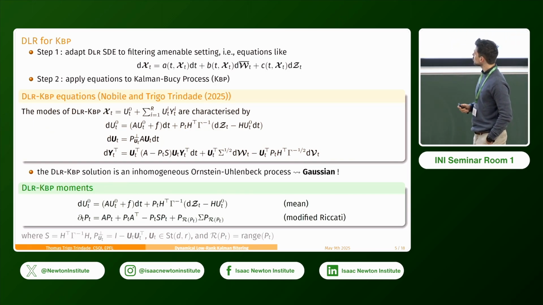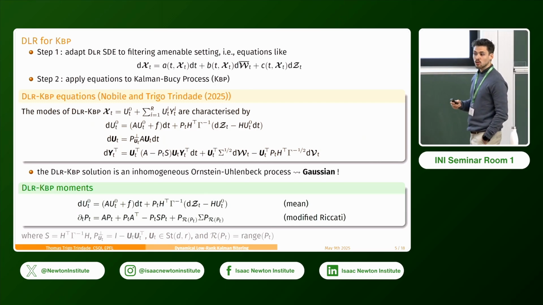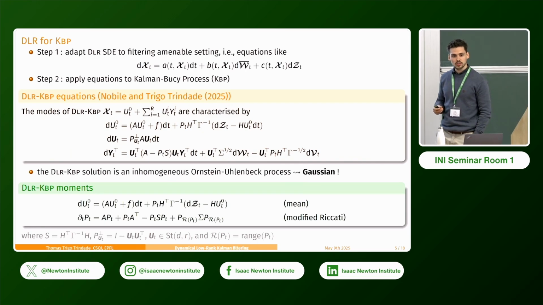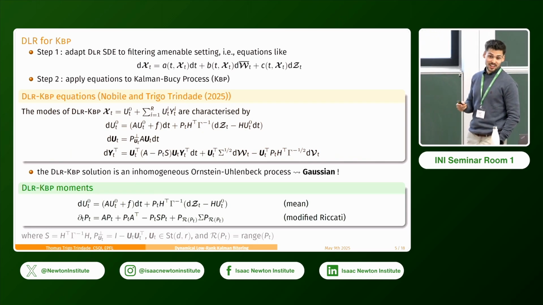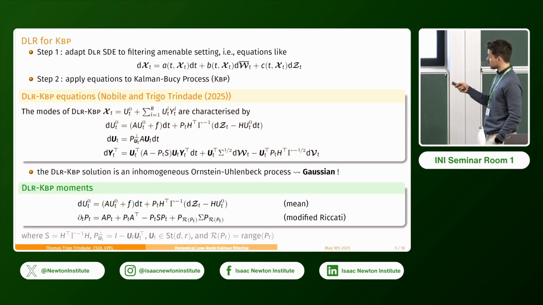So this in itself is nice, that you can simply evolve it like this, but the story actually goes even a bit further, because it turns out that this low rank process is itself an inhomogeneous Ornstein-Uhlenbeck process, and this means that it's again Gaussian. And what this means is that you just need to characterize its mean and its covariance, and you've again solved the filtering problem for this low rank process. This is what we then did next.